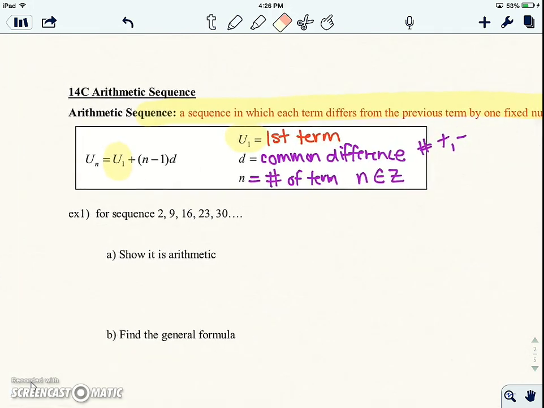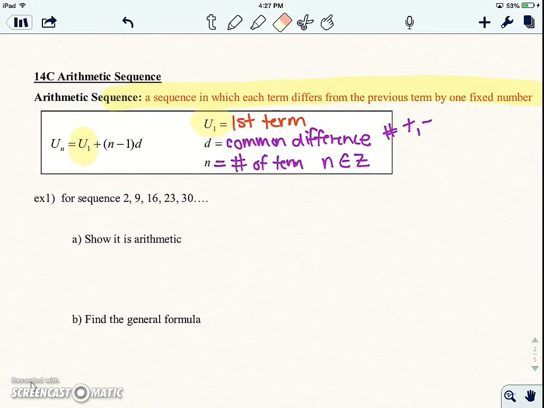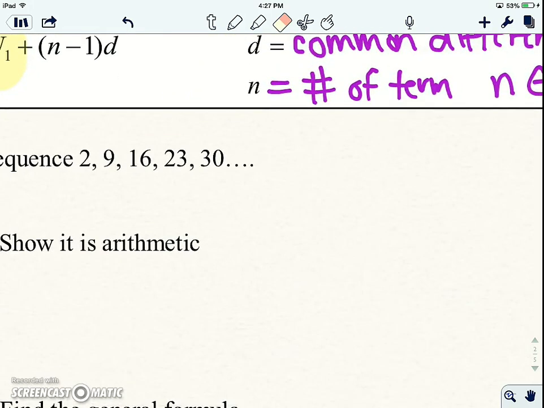Let's play with an arithmetic sequence. So for example 1, the sequence 2, 9, 16, 23, and 30 is arithmetic. If I want to show that it's arithmetic, that just means show that we're adding or subtracting a number from each term. So just by looking at it, I hope that you could see that the difference is plus 7. Okay, but how you show it is actually showing that this term minus this term equals the same number.